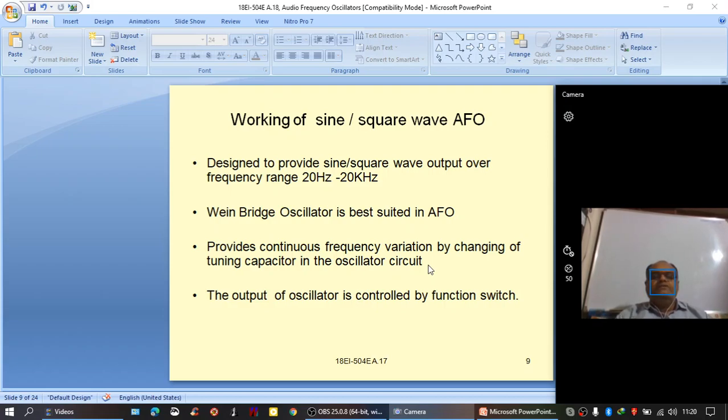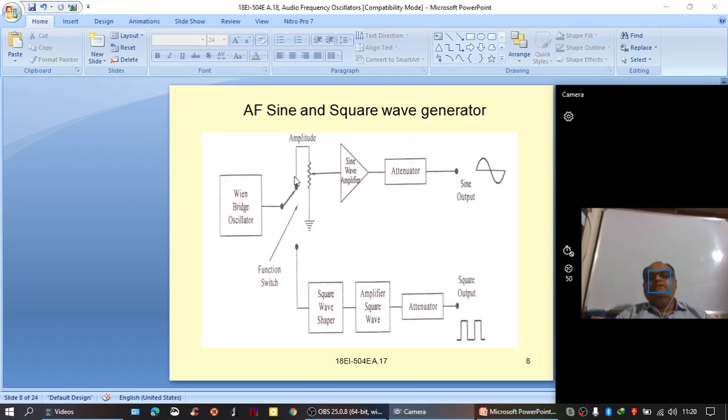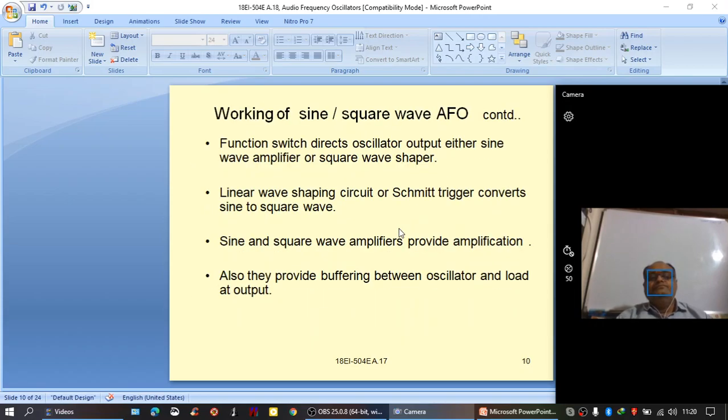The output of the oscillator is controlled by a function switch. When it is in the first position, output would be sine wave. When it is in the second position, the output would be square wave. The function switch directs the oscillator output either to the sine wave amplifier or square wave amplifier. A linear wave shaping circuit or Schmitt trigger converts the sine wave to square wave.